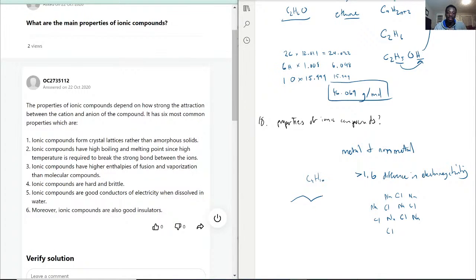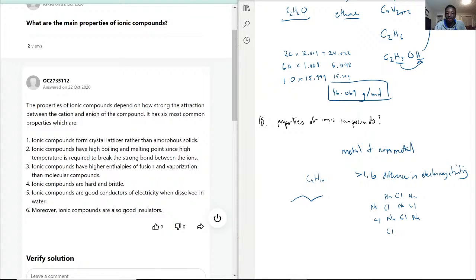So yes, that is why it has the highest temperature required to break it. Ionic compounds have higher enthalpies of fusion and vaporization. Same reason, because ionic bonds are just the hardest to break, and when they are formed, that is the strongest type of bond there is. It has the most energy in it.